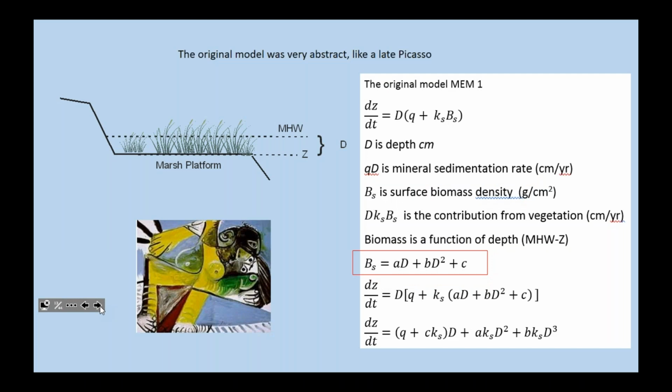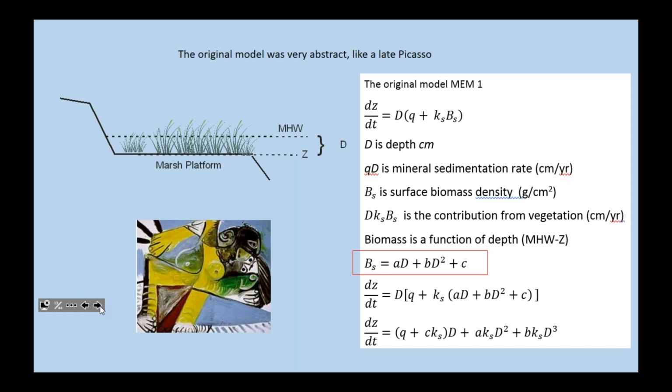So those observations led to the development of the first marsh equilibrium model. And this is the one that's most abstract. I think of it like a late Picasso. It's very abstract. You can kind of still recognize what it is. And it describes the important features of what's going on in a very simple way. And that was the idea. Keep it simple, stupid. So some of the important variables here are depth. So I'll be talking a lot about depth. And by depth, I mean the depth of the marsh platform below mean high water. That's what I mean by depth.